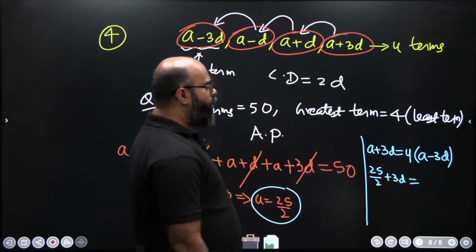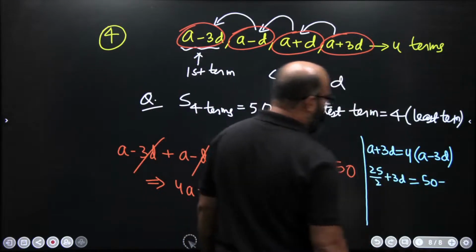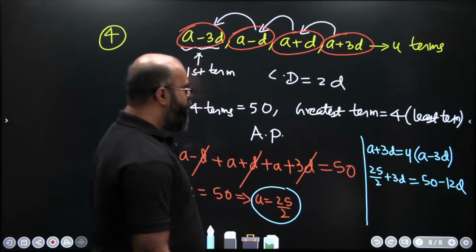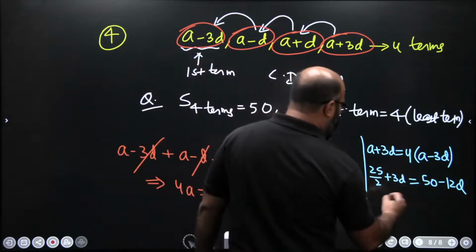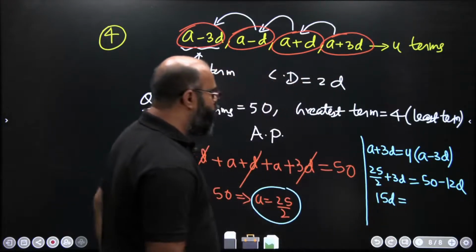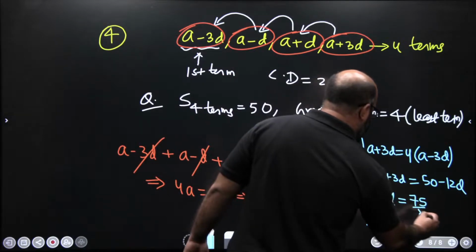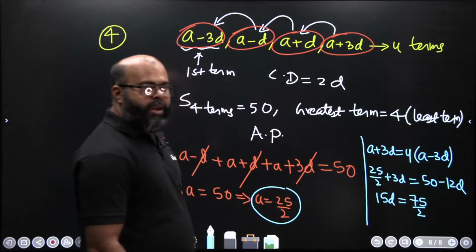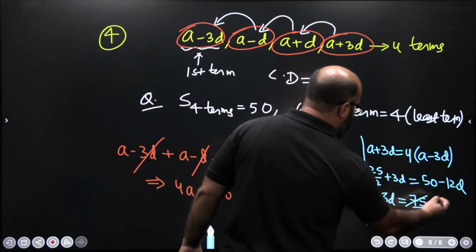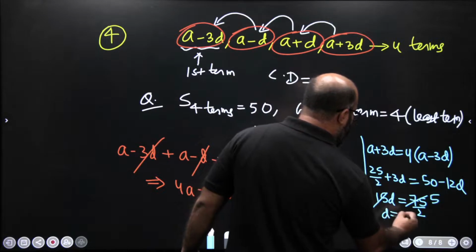So 4 into 25 upon 2 is 50 minus 12D. So this would be like this. Now we get 3D plus 12D, 15D is equal to 50 minus 25 by 2. So that will be 75 by 2. So this is 15D. Can you get D from here? So as we know, 15 into 5 is equal to 75. So D is equal to 5 by 2.